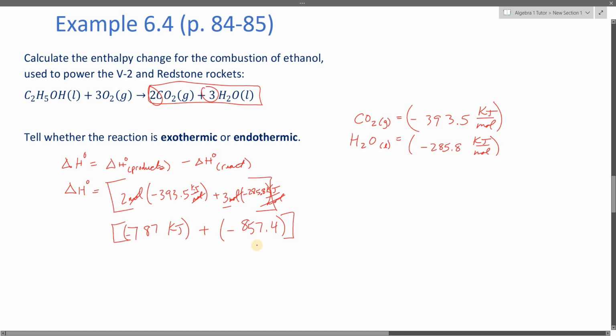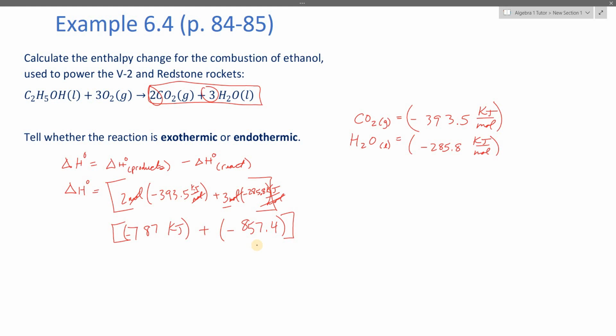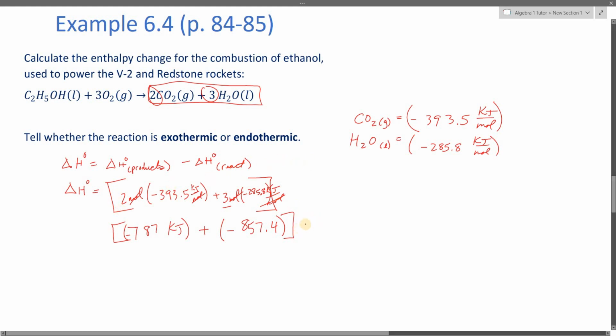Okay, simplifying the first bracket, we're going to do this just for our reactants. Sorry, excuse me, the products. We're going to take the 2 and add them together. 787, and we're going to add to that 857.4. Keep the sign and add, and we're going to get 1,644.4. Okay, so that's our enthalpy for the products, and that's in kilojoules.